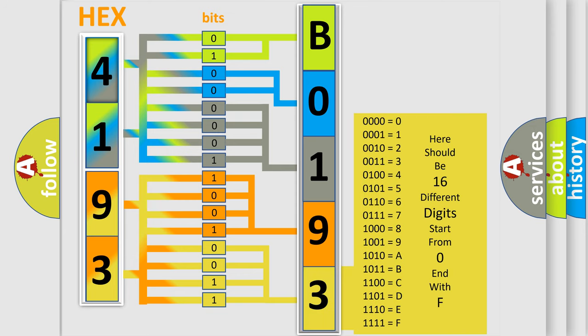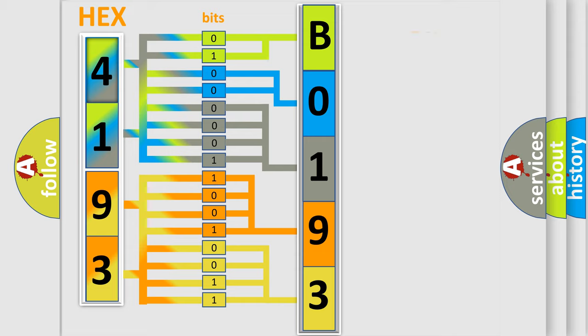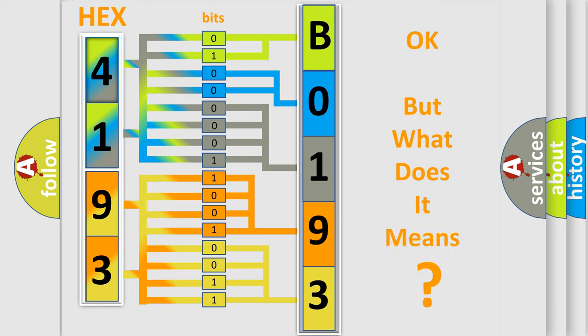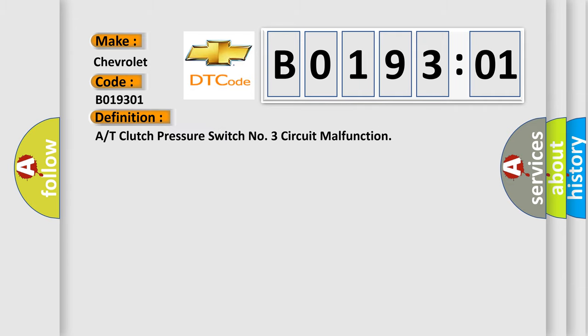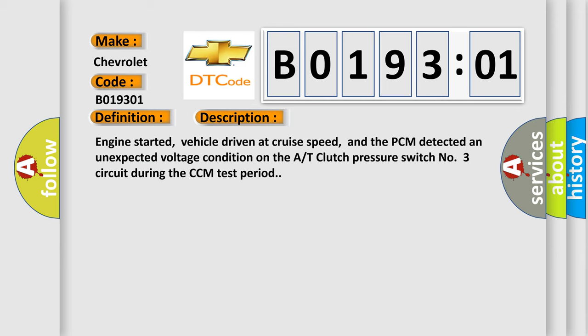We now know in what way the diagnostic tool translates the received information into a more comprehensible format. The number itself does not make sense to us if we cannot assign information to what it actually expresses. So, what does the diagnostic trouble code B0193-01 interpret specifically for Chevrolet? The basic definition is A/T clutch pressure switch number 3 circuit malfunction. And now this is a short description of this DTC code. Engine started, vehicle driven at cruise speed, and the PCM detected an unexpected voltage condition on the A/T clutch pressure switch number 3 circuit during the CCM test period.